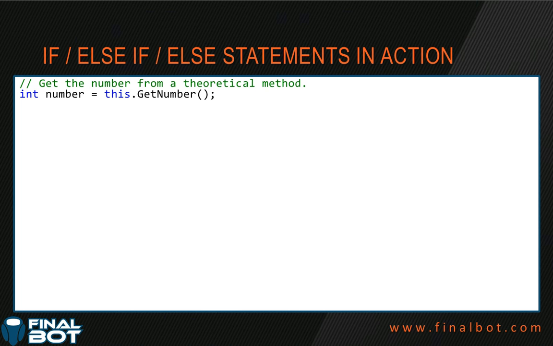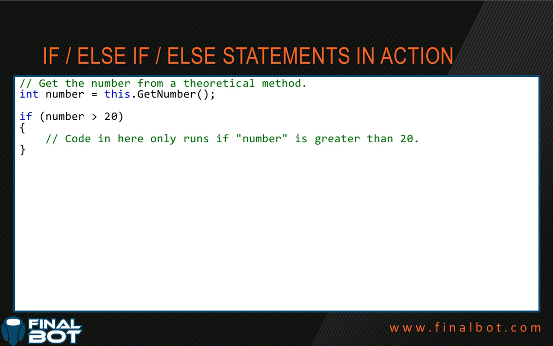Now let's take a look at if and else statements in action. We're going to start off by creating a variable called number of type int. And we're going to call a theoretical method to get a number value back that we're going to put into it. It's not really important where this came from, but once we get that number back, we're probably going to want to branch our code based on its value. So we can use an if statement.